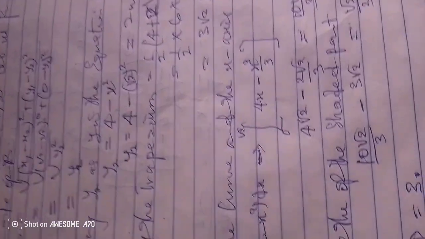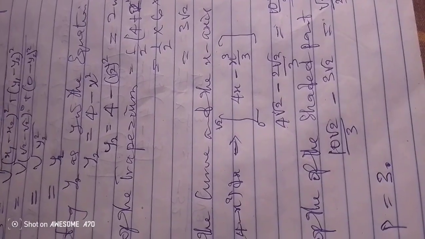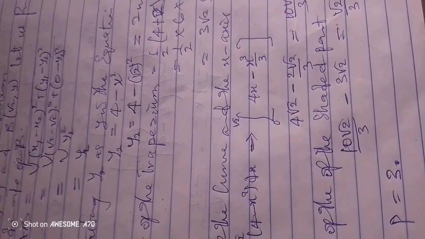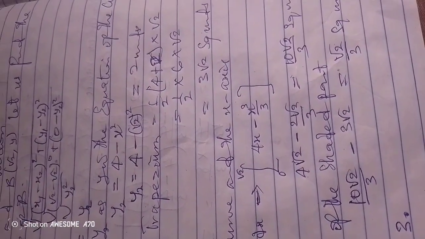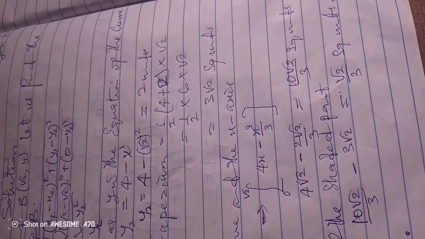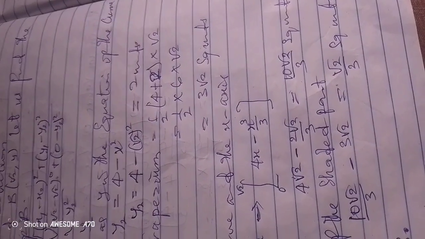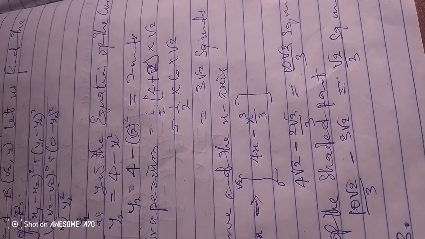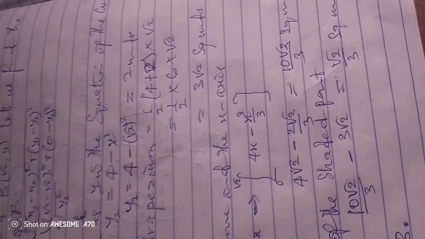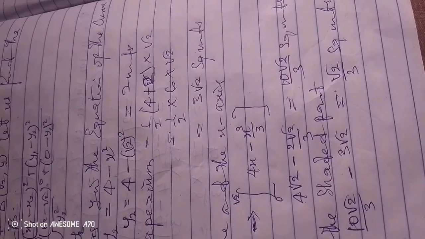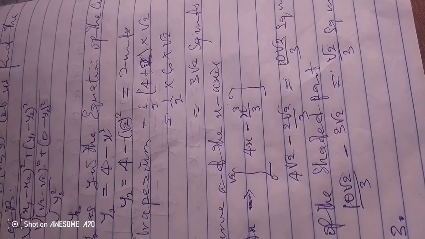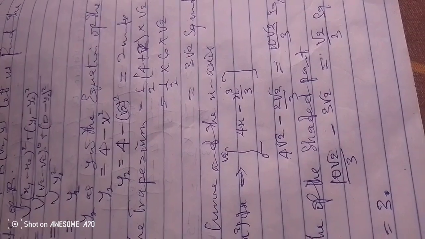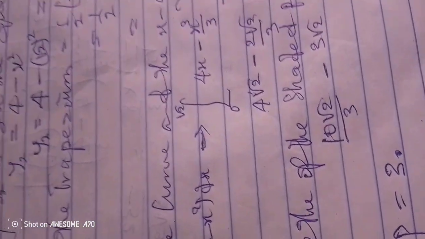So now to find the area of the shaded part, we'll say the area under the curve and the x-axis minus the area of the trapezium. So that gives us root 2 over 3 square units. So we've succeeded in expressing the area of the shaded part as root 2 over 3. So what is the value of p? Therefore, the value of p is 3.